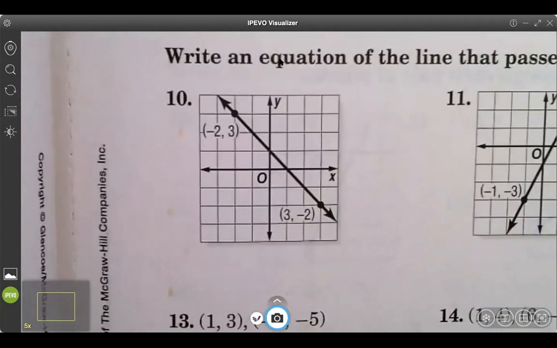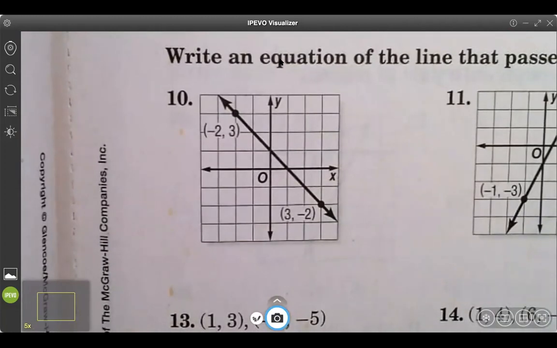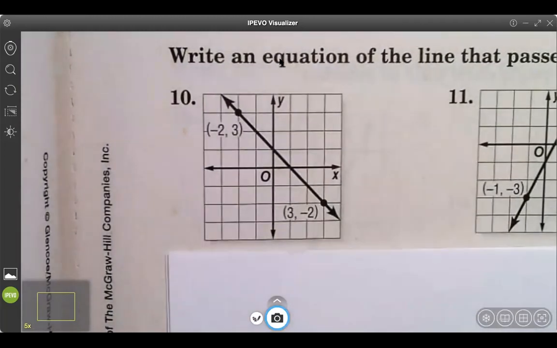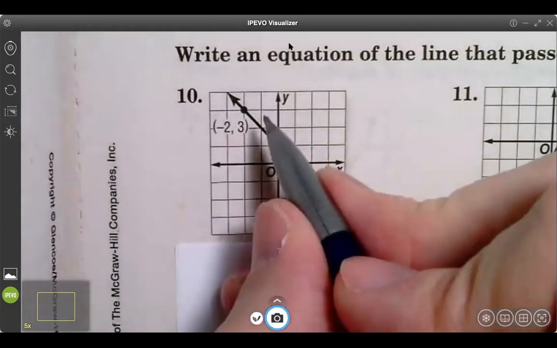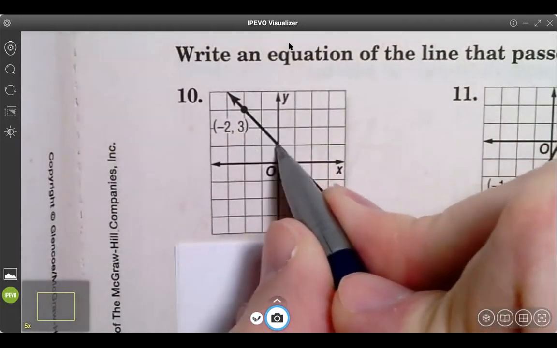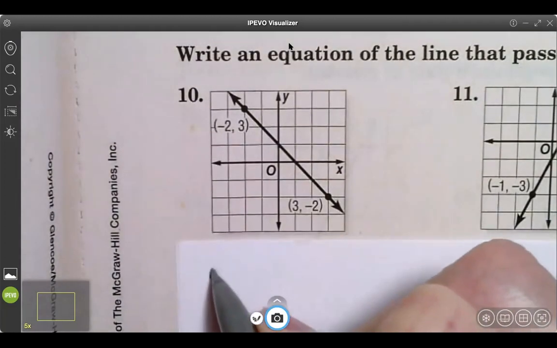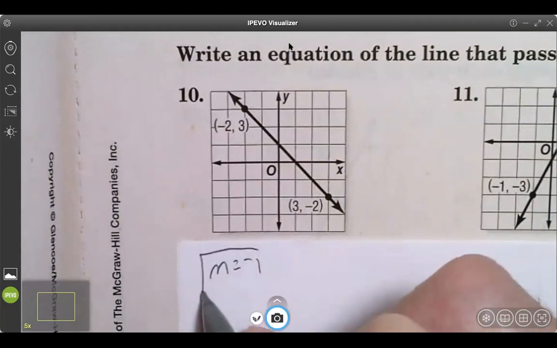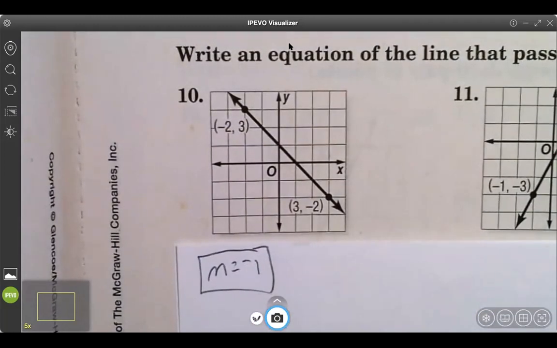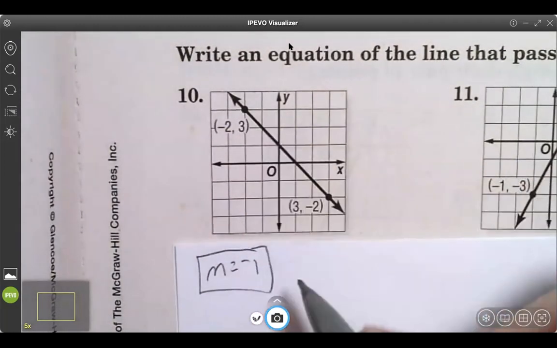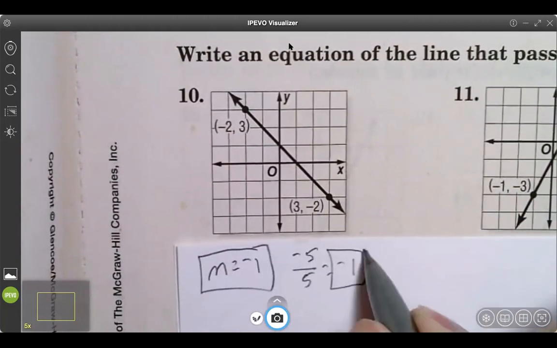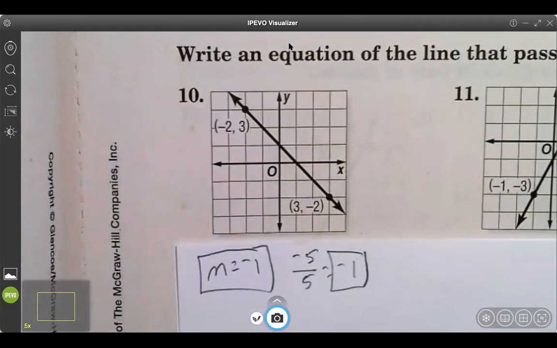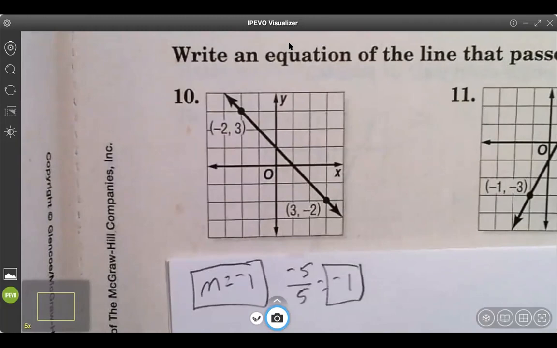I'm going to pause and let you try number 10. Try to find the slope of that line, number 10. This one goes through every single grid downward. Rise negative 1, run 1, all the way down. So I know my slope is negative 1. If you had counted between the dots, you would have counted rise negative 5, run positive 5, which still would have simplified to negative 1. And instantly we knew it was negative because it went down.